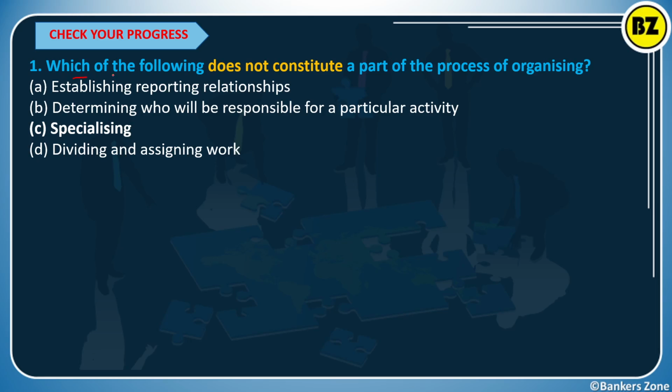See, which of the following does not constitute a part of the process of organizing? Basically, it is not part of organizing. Establishing reporting relationship, it is a part. Determining who will be responsible for a particular activity, responsibility, it is correct. Dividing and assigning the division of work, it is a part, right? But specializing is not a part of organizing.